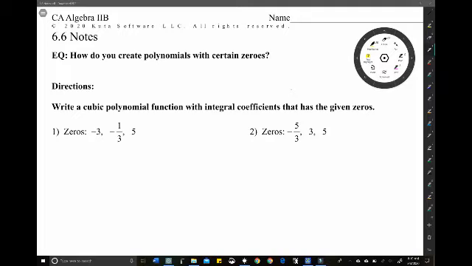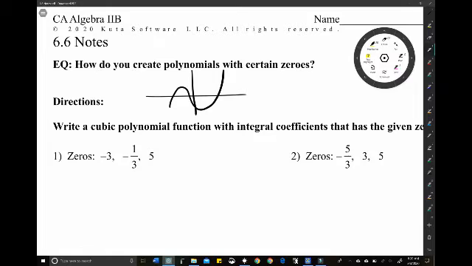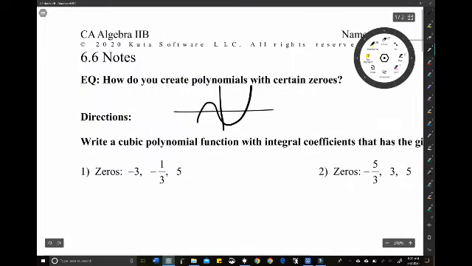Welcome once more, Cougar Academy Algebra 2B to 6.6, how do you create polynomials with certain zeros? So now we're going backwards and we are actually going to create the graphs of polynomials so that they give us certain things. So I drew this little polynomial here. The idea is just to remember that we call these things zeros where it crosses the axis. There's a zero, there's one, and there's one. A little bit of our graphing review.